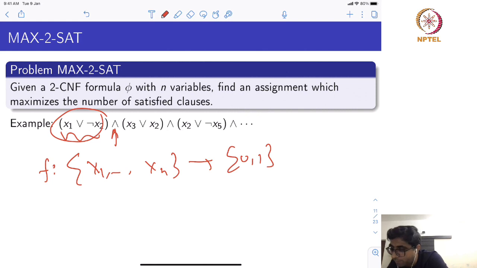Or, if you set x2 equal to 0, then not x2 is 1, so this clause is satisfied. So you want to find an assignment which satisfies the maximum number of clauses. For a 2 SAT formula you can check in polynomial time whether there is an assignment that satisfies all the clauses, but finding an assignment that satisfies the maximum number of clauses is not easy.